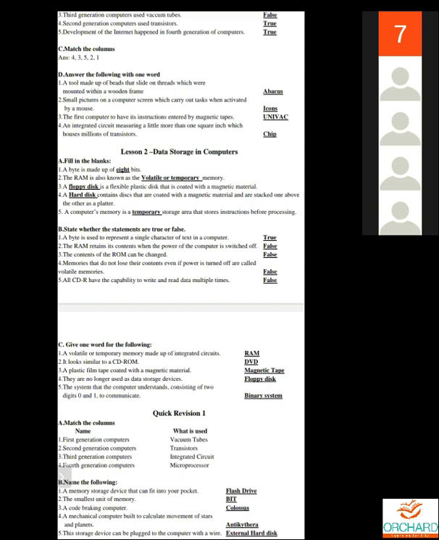Third one, a floppy disk is a flexible plastic disk that is coated with a magnetic material. See, it is made up of a plastic disk, right? You can find black color on the top of that plastic, right? In the center, you can find a disk surface, flat disk surface, right? So it is coated with a magnetic material. The floppy disk is a flexible plastic disk that is coated with a magnetic material.